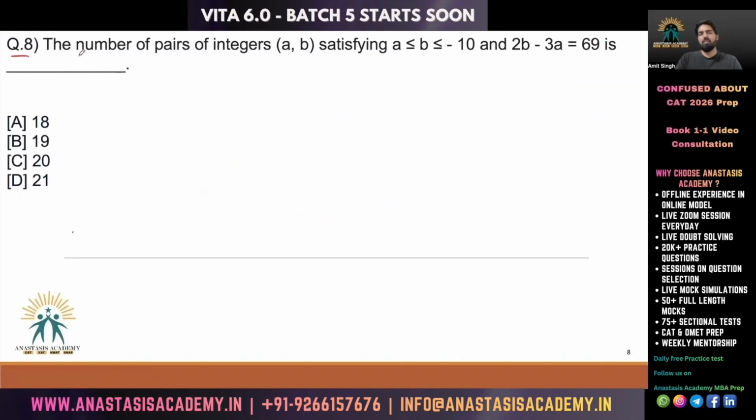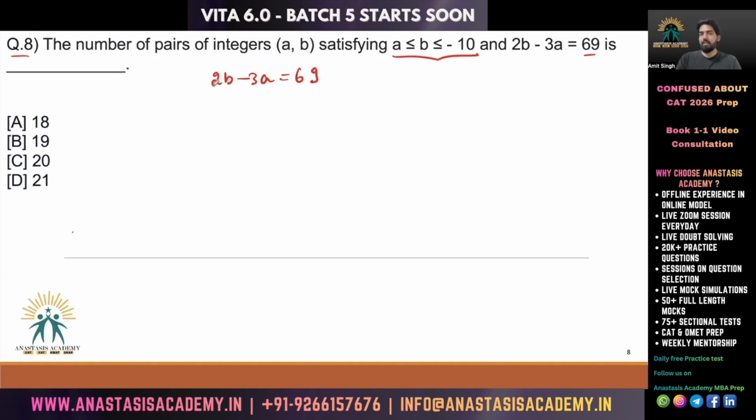Let's solve this question now. The number of pairs of integers a, b satisfying a is less than or equal to b, b is less than or equal to -10, and 2b minus 3a is equal to 69. So we have this equation in two variables, 2b minus 3a is equal to 69, right? And we have to find the number of pairs of integers that satisfy this condition, right?